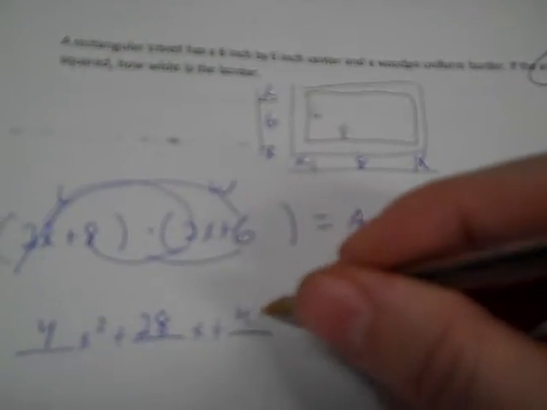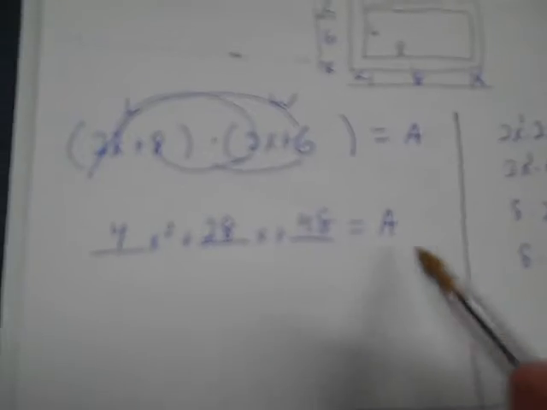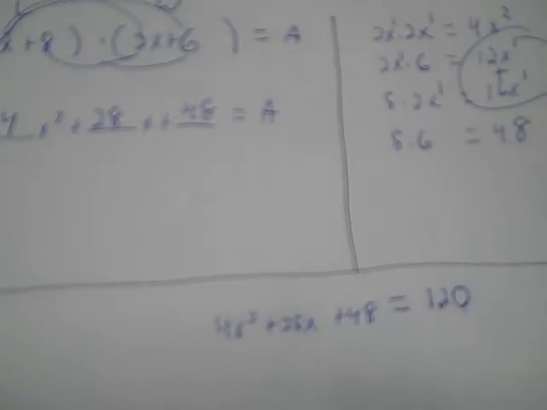And you can keep putting equals a. You really don't have to because you already put the 120. So 4, 12 plus 16 is 28. And then we have 48. So this is what I'm going to line up because the a is 120. Okay? So 4x to the second plus 28x plus 48 equals 120.